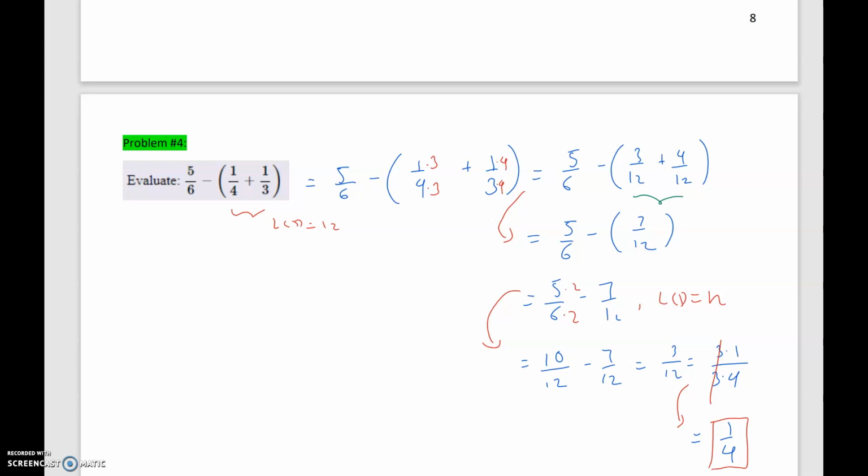Let me check again the numbers. So this is going to be 10 minus 7. That's 3/12. It reduces to 1/4. Okay, that's it for these problems. I'll put the other ones on another video.